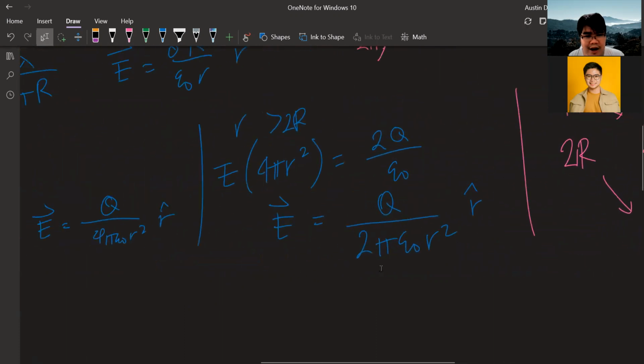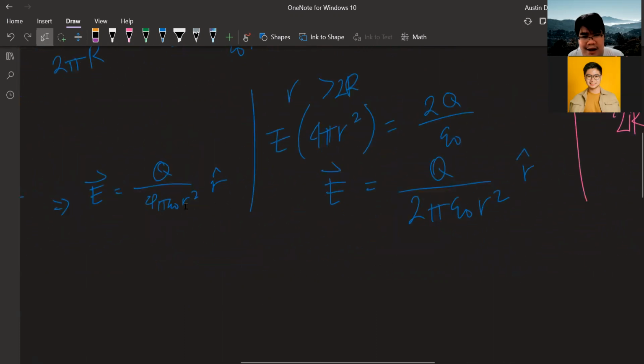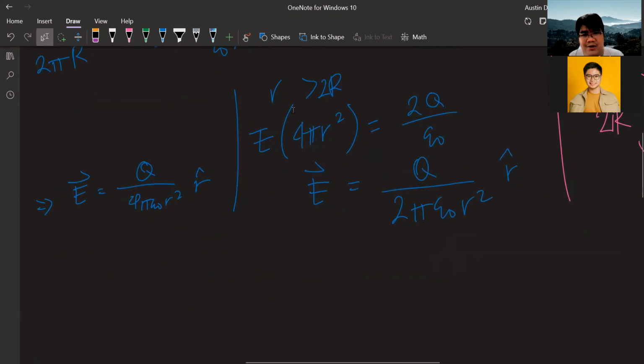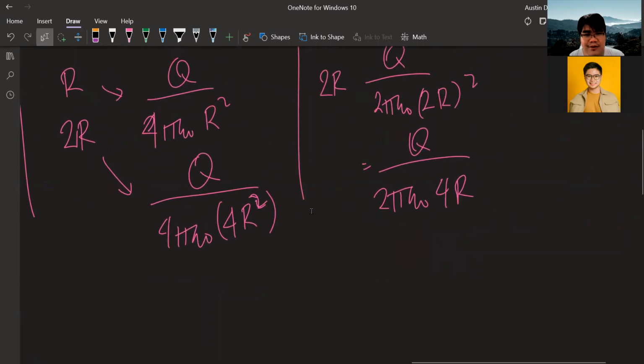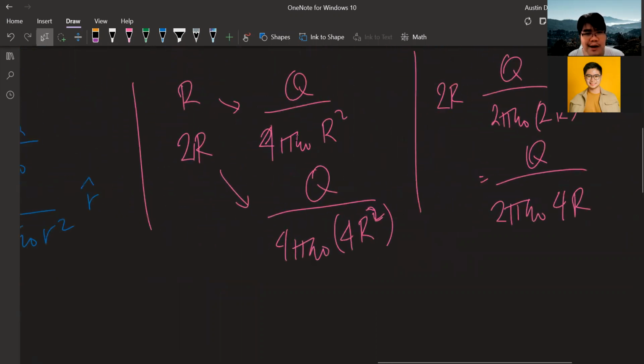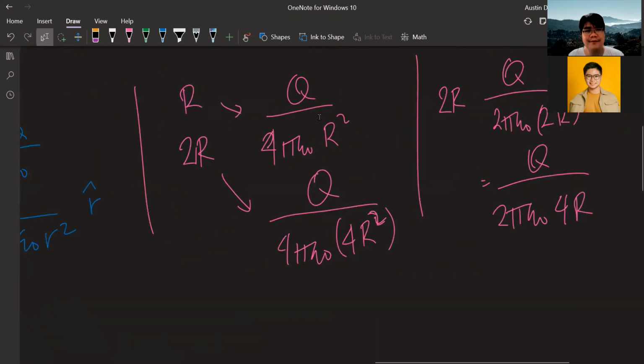So, kanina, tinignan natin, mukhang mas malaki lang to. Pero in essence, pag pinlug in mo yung mga values ng mga r niya, over 8 siya. Tapos, ito over 16. Mas maliit pala ito. Tapos, ito pinakamalaki. Okay?